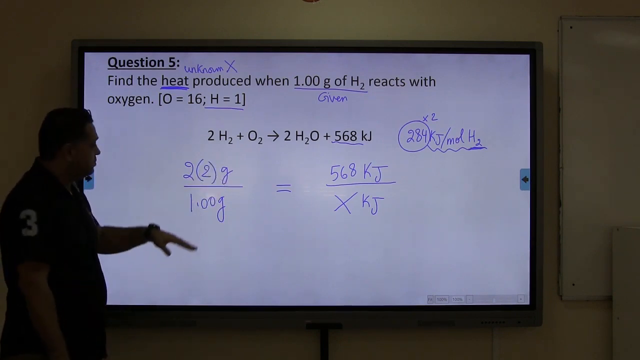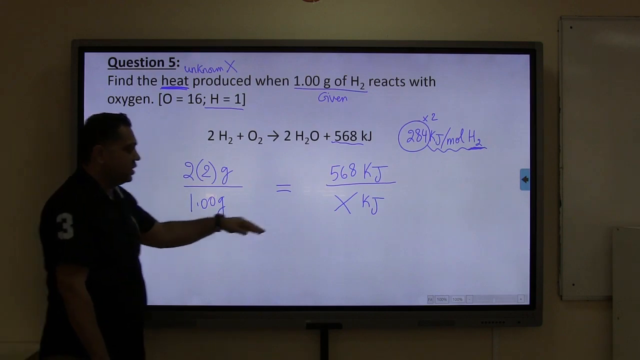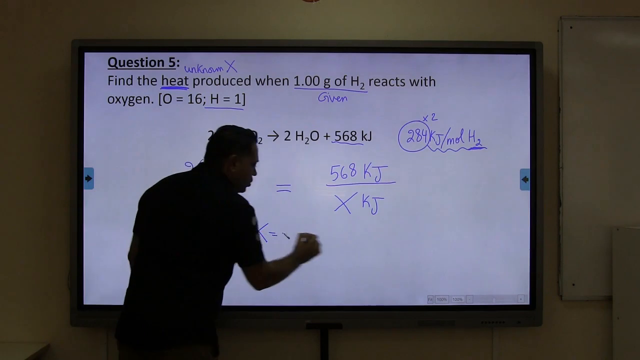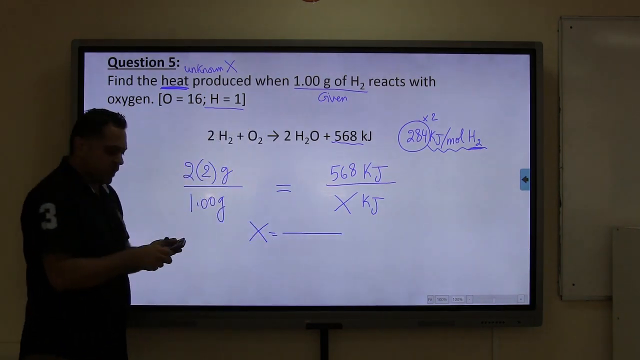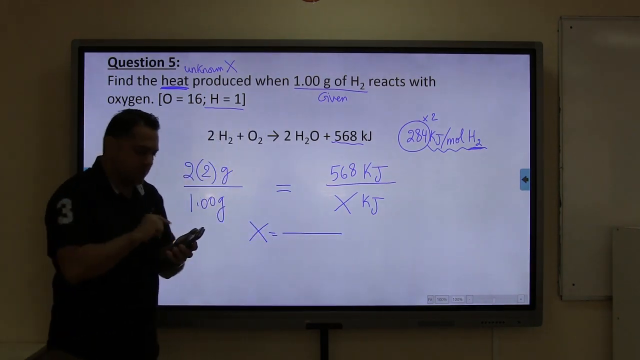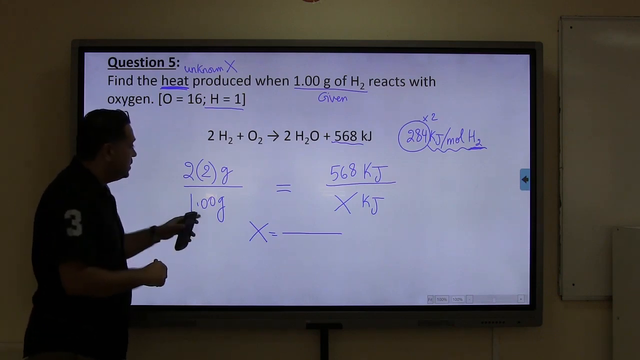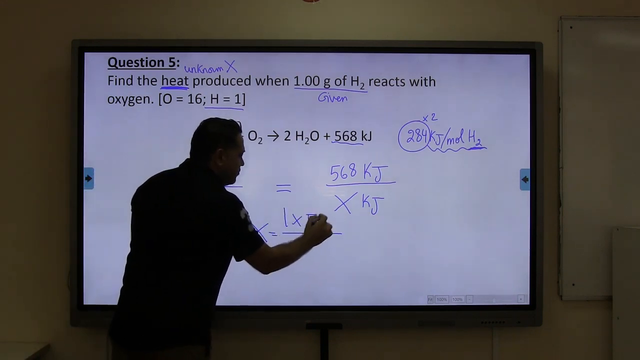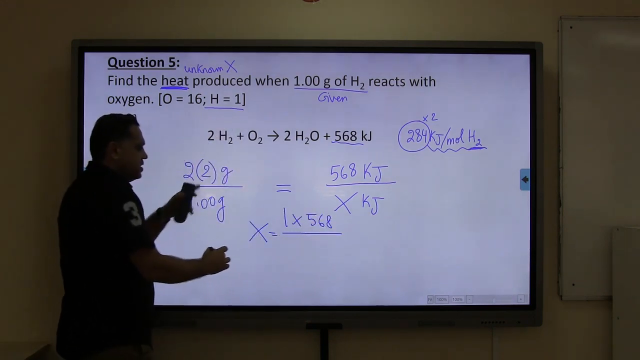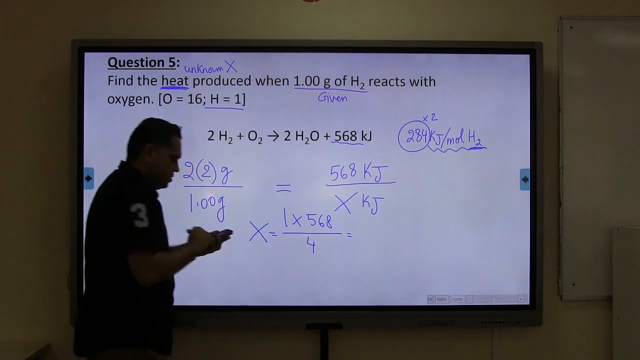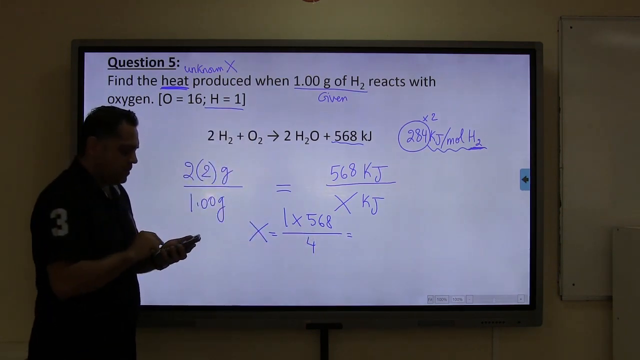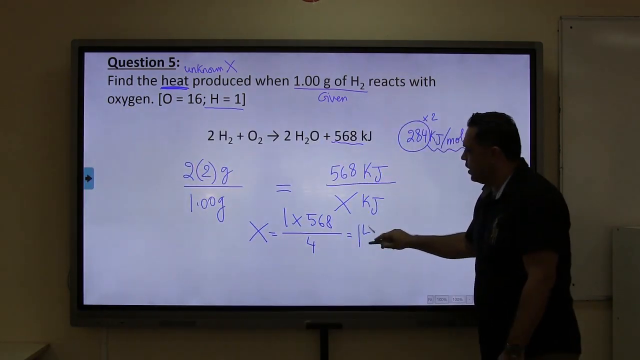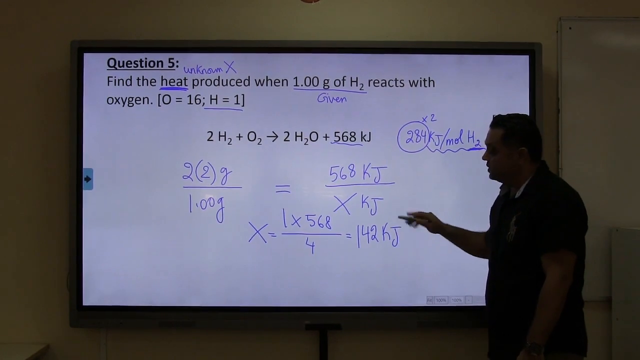I have a ratio now. 4 over 1 equals 568 divided by x. To find x, as we said, always write all the numbers in one ratio in order not to round in every step, and this will affect our final answer. So x will be 1 times 568, and then divided by 4. So 568 divided by 4, and the answer will be 142 kilojoules. Did I finish here?